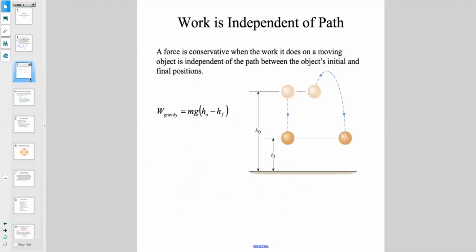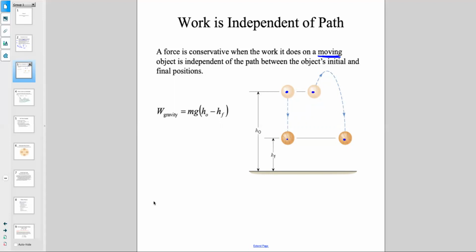So work is independent of the path. As I said, a force is conservative when the work it does on a moving object is independent of the path between the object's initial and final position. It's also important that the object should be moving, by the way, because otherwise there is no work at all. For example, if I have a ball at this point, it doesn't matter if it's dropped directly to get to this height or if it's going in a projectile type of motion to get to this point. It depends only on the initial and final position.